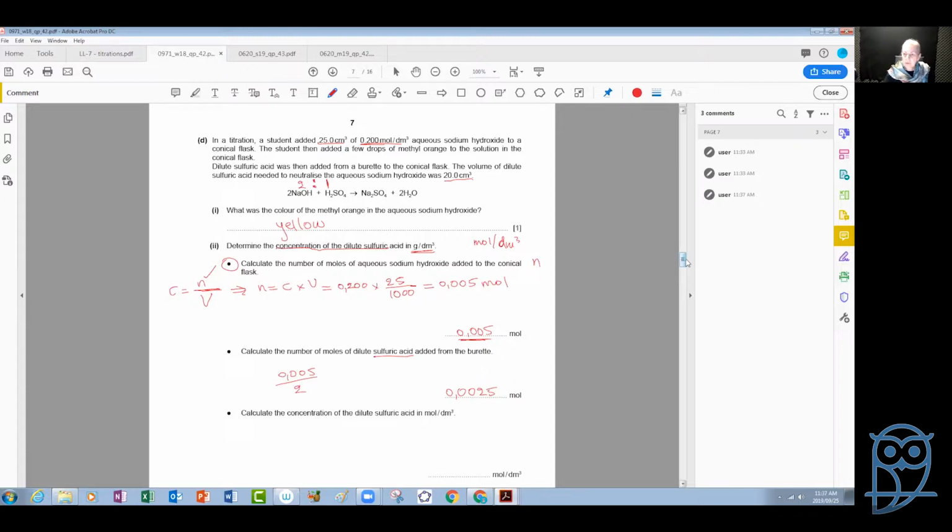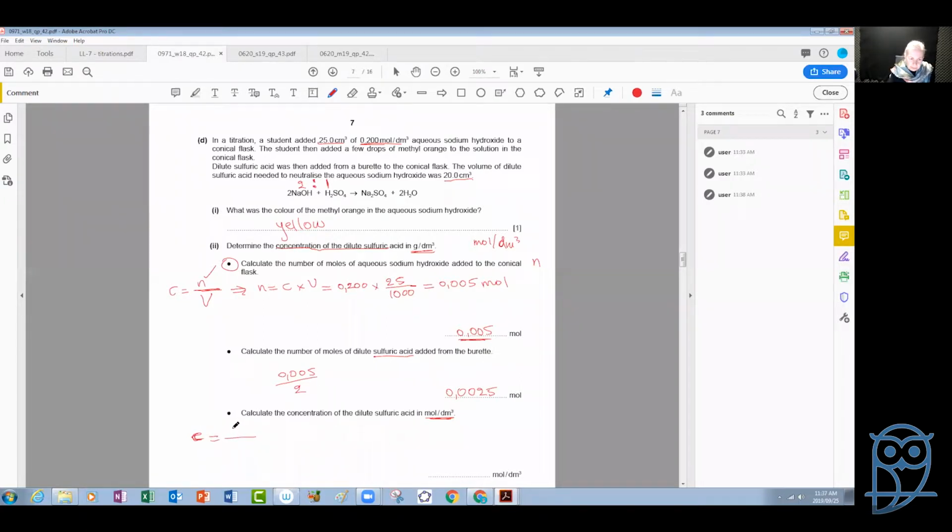So these are the moles of sulfuric acid. We also know its volume because we measured it with a burette. Now, calculate the concentration of the dilute sulfuric acid in moles per cubic decimeter. In other words, the normal concentration. What is the concentration of sulfuric acid?